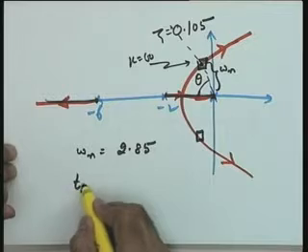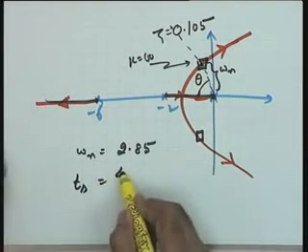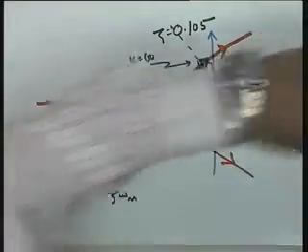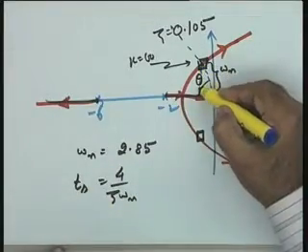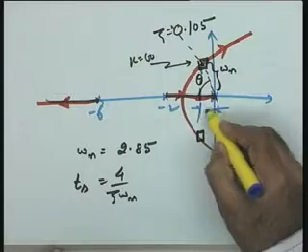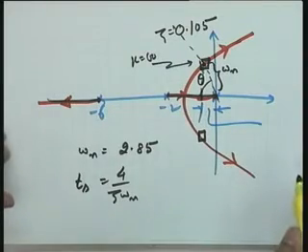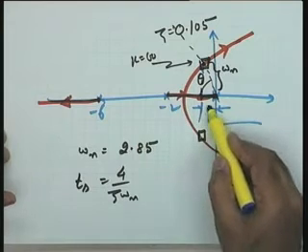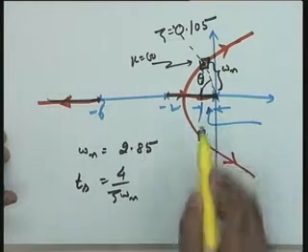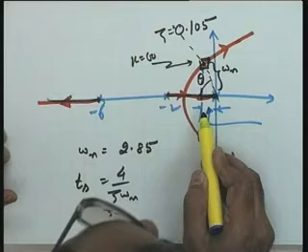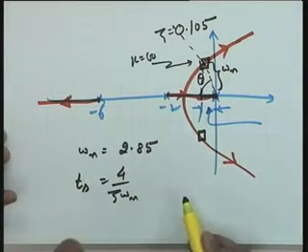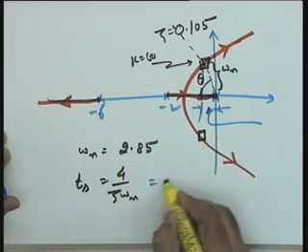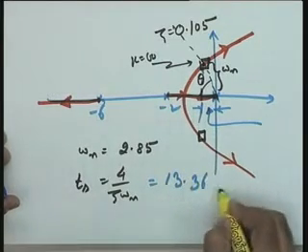Therefore, settling time Ts you can calculate as 4 by zeta omega n. Since the graph is available, zeta omega n is directly available to you as this particular portion on the real axis. The real axis portion of the complex conjugate roots is nothing but your zeta omega n product, and this can be directly read from here. And 4 by zeta omega n is the settling time with respect to 2% tolerance. In this particular case, this turns out to be 13.36 seconds.